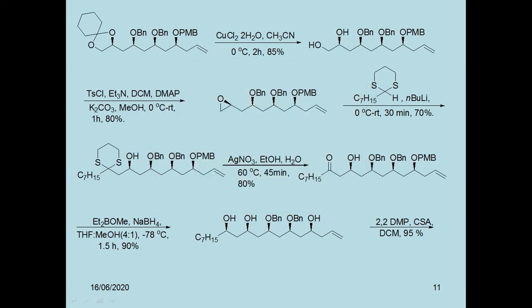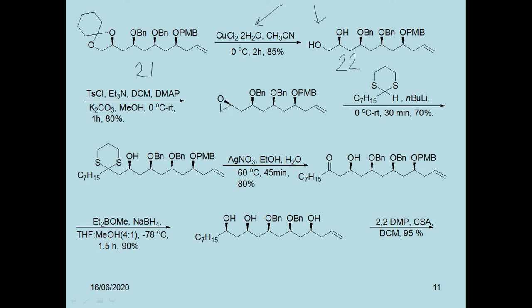So then I got this compound 21. Compound 21 is treated with copper chloride in acetonitrile. With copper chloride, the cyclohexane ring is removed and we are getting the diol, the 22 diol.